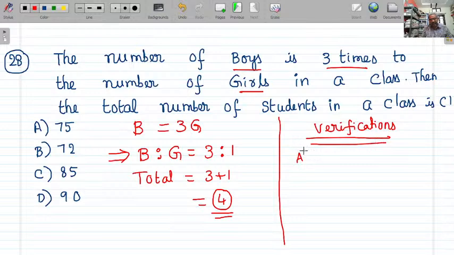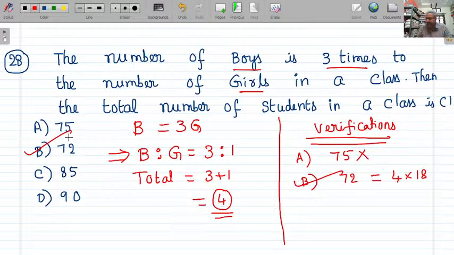First, option A, 75 is not divisible by 4, so it's incorrect. B, 72. 72 is 4 times 18. Yes, 72 is equal to 4 into 18, so it is divisible by 4. So B is the right option.